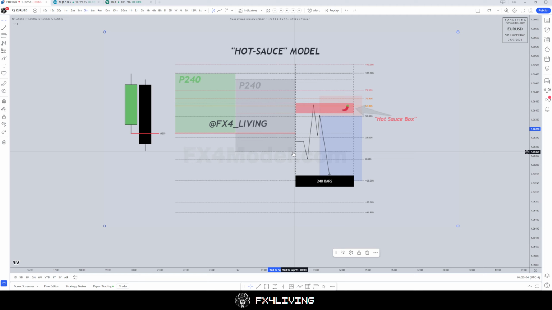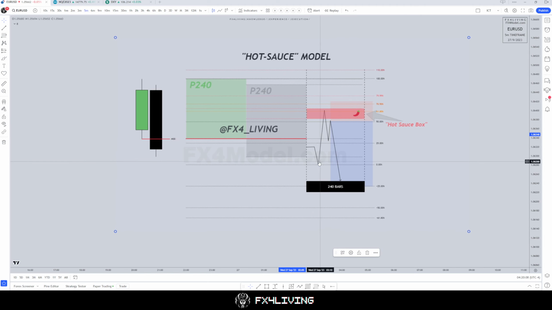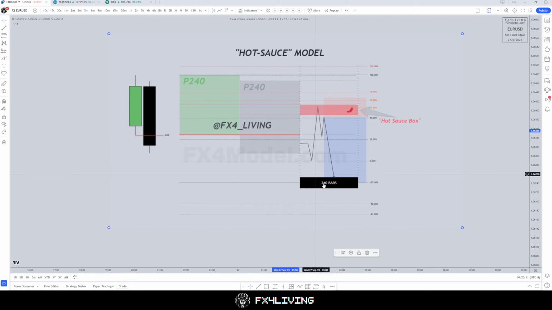Okay, so, but here, as you can see, we grab below this low. That's the framework. That's pretty much the model. Okay, that's the model explained here. And you have 240 bars here where you want to take the setup, basically.